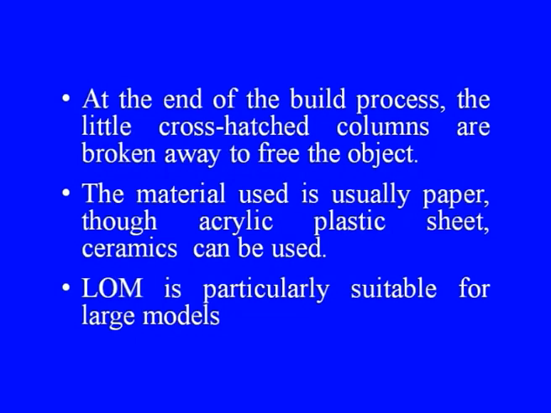At the end of the build process, the little cross hatched columns are broken away to free the object. The material used is usually paper through acrylic plastic sheet. Ceramics can also be used. This laminated object manufacturing process is particularly suitable for large models.